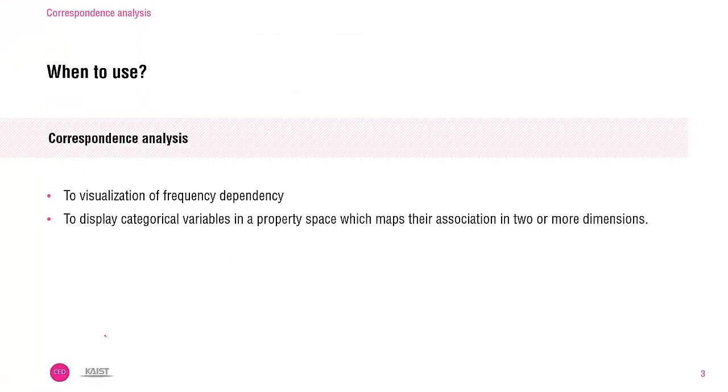As shown with an example about region and political attitude, correspondence analysis is used in order to visualize the dependency of frequency. And this displays the categorical variable in a space which maps their association in 2 or more dimensions. We frequently use a two-dimensional space because of a simply practical reason.